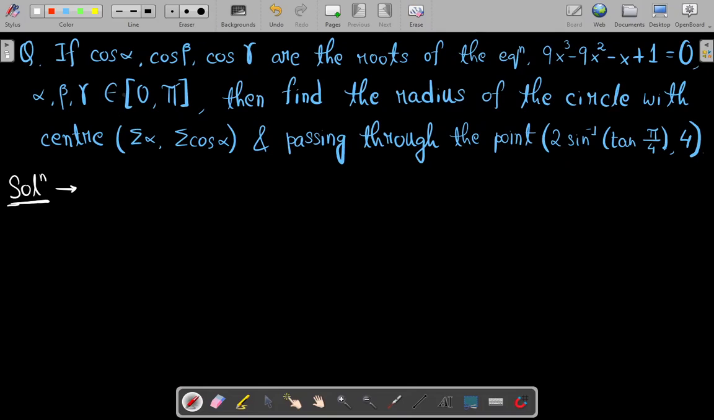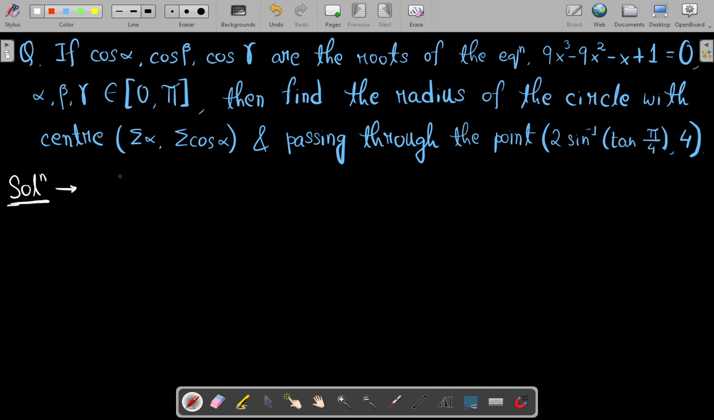Hello everyone. In this question, it is given that if cos alpha, cos beta, cos gamma are the roots of the cubic equation 9x cubed minus 9x square minus x plus 1 equal to 0, where alpha, beta, gamma are in the range of 0 to pi, both included, then find the radius of the circle with center summation alpha, that is alpha plus beta plus gamma, and y coordinate summation cos alpha, that is the coordinates are alpha plus beta plus gamma comma cos alpha plus cos beta plus cos gamma. This is the center, and which passes through the point 2 sin inverse tan pi upon 4 comma 4.